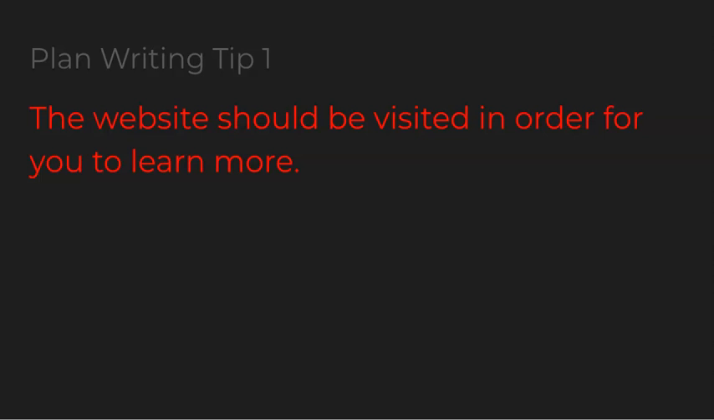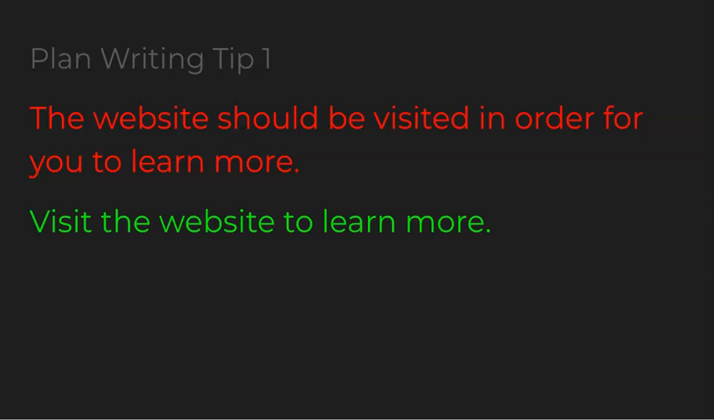The first one is to write in the imperative. If we read this sentence right here, not only is it wordy, but it's also in the passive voice and it's not clear. "The website should be visited in order for you to learn more." Instead of writing in the passive, you'll write your sentences in the imperative, which is essentially the command. You start each sentence with a command. So instead, you would say, "Visit the website to learn more." Way fewer words, way clearer. So the takeaway from this slide is to write in the imperative and avoid the passive voice.